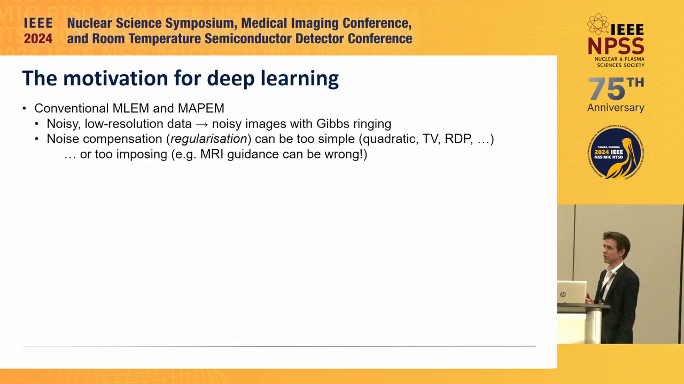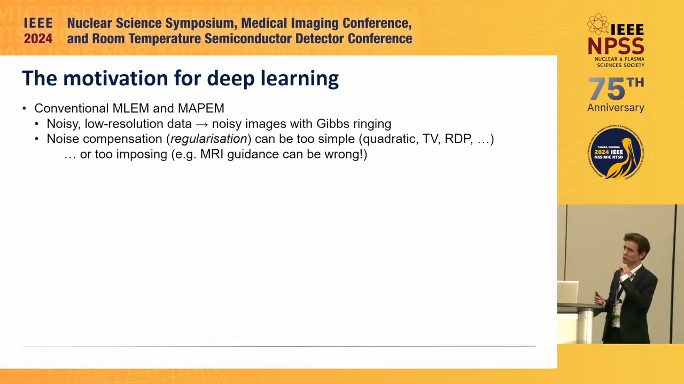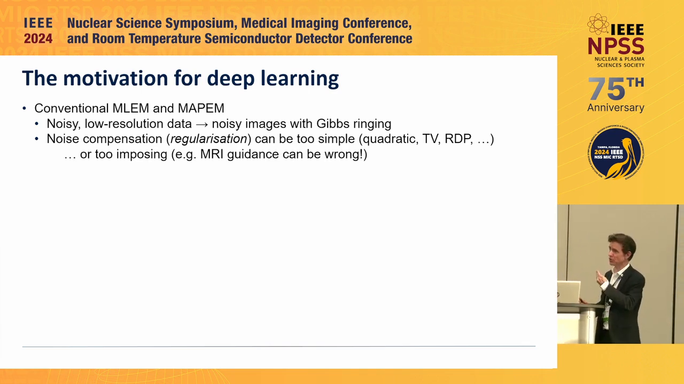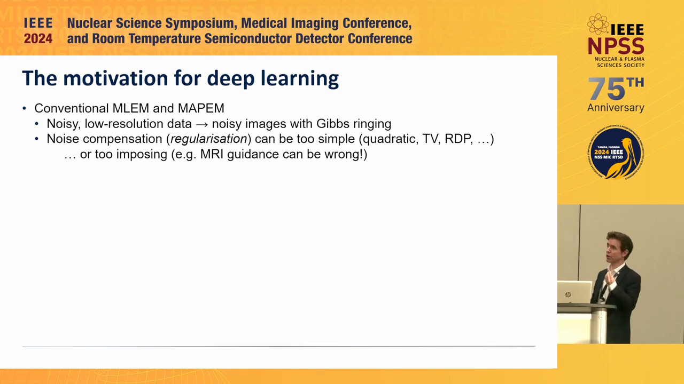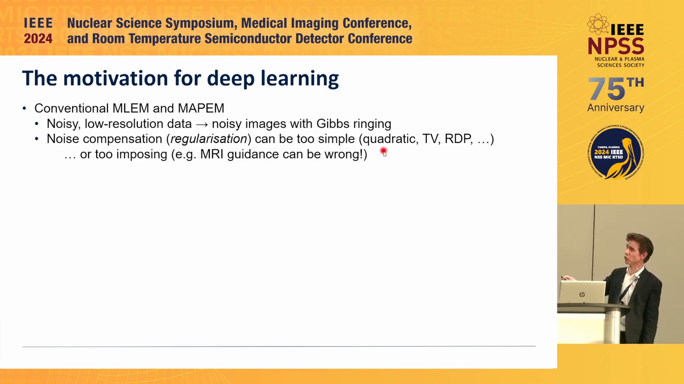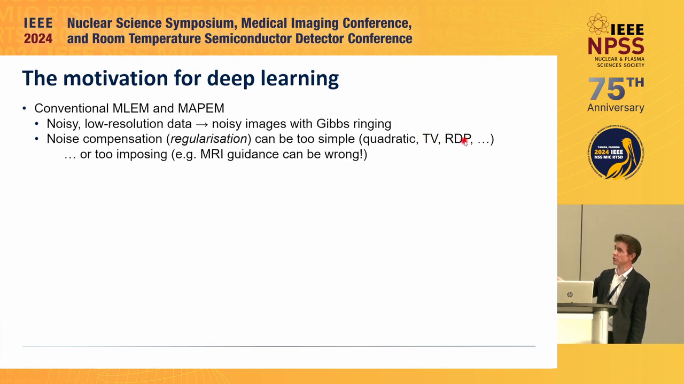So that motivates us then to get into deep learning, because with those conventional methods, either we're dealing with noisy data, giving rise to noisy images with MLEM, or we're compensating for noise with MapEM regularization, but that regularization can often be too simple. For example, doing a quadratic, total variation, or relative difference prior. These are not very dramatic regularizers. They're rather simple, we could say.